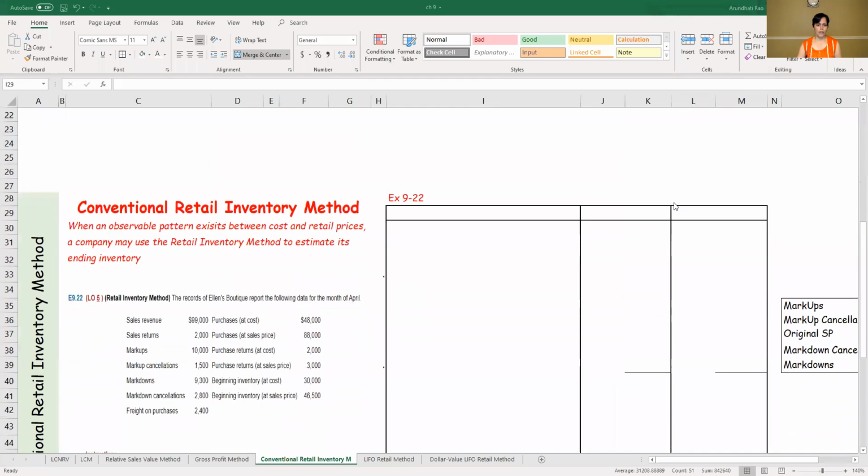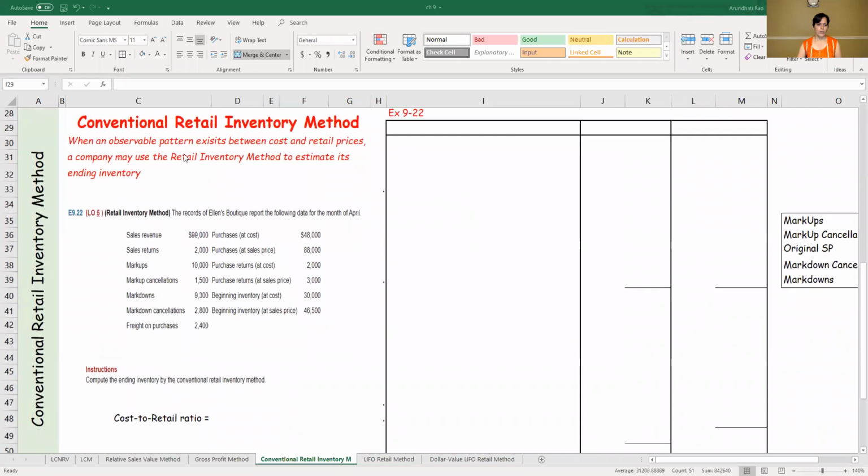So to start with, we need to understand when a company is allowed to use the conventional retail inventory method. For retail companies, when there's an observable pattern between cost and retail prices, they are allowed to use this method to estimate their ending inventory. This is largely to simplify the process at the end of the period.